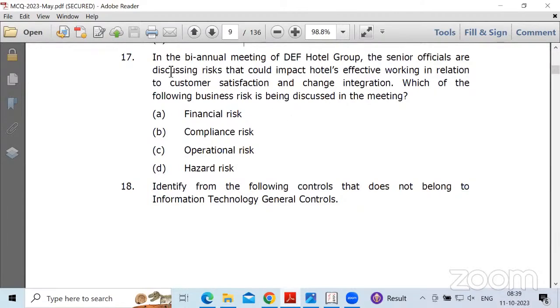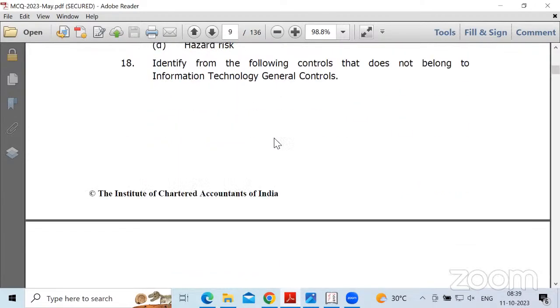Next, in the biannual meeting of a hotel group, senior officials are discussing risks that could impact the hotels' effective working in relation to customer satisfaction and change integration. Which of the following business risks is being discussed here? Financial, compliance, operational, as well as hazard risk. So it is a risk that could impact the hotels' effective working in relation to customer. It is operational risk.